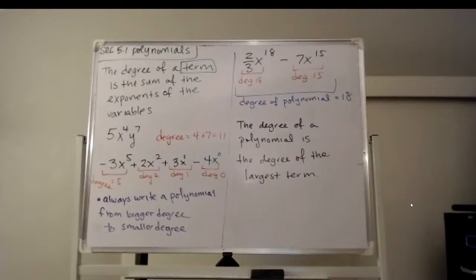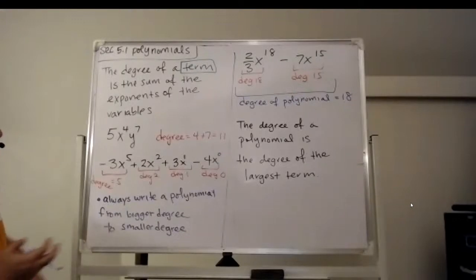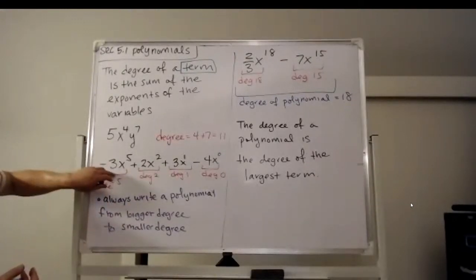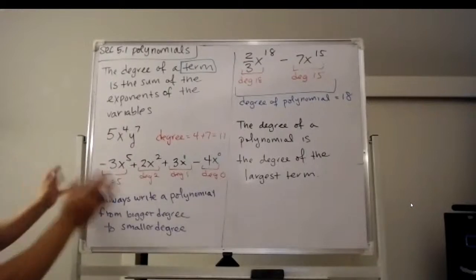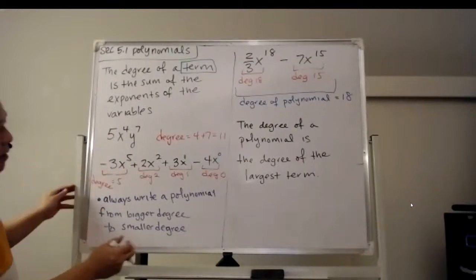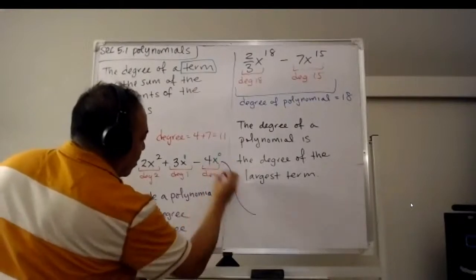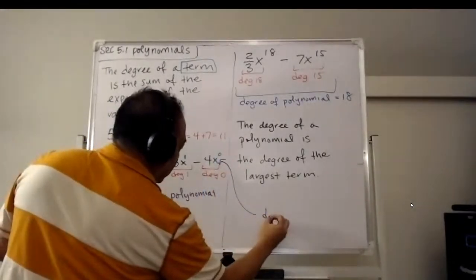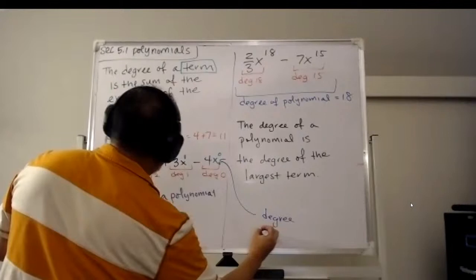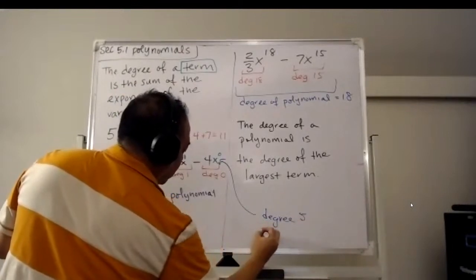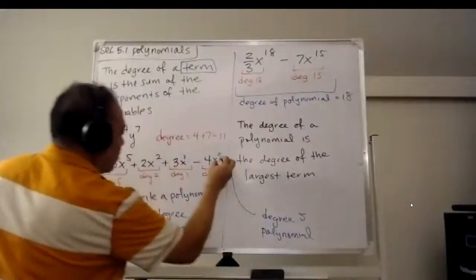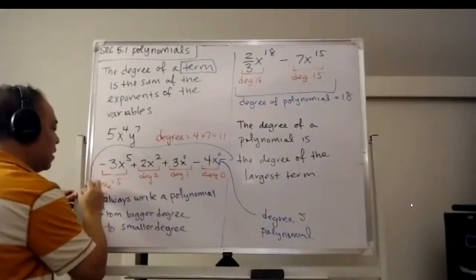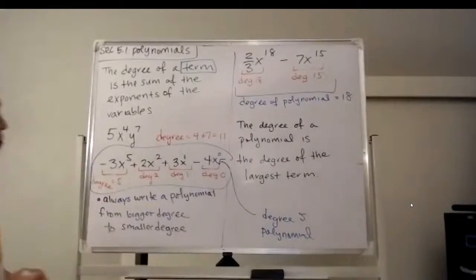That's only in polynomials like a binomial and a trinomial. If it's a monomial, you just add all the exponents. But even then, you always name the polynomial by its highest degree. So this one right here would be degree 5. For that whole thing, you just pick the biggest one.